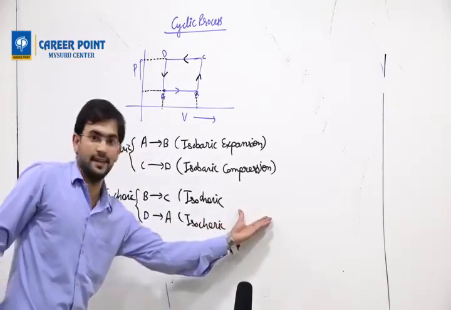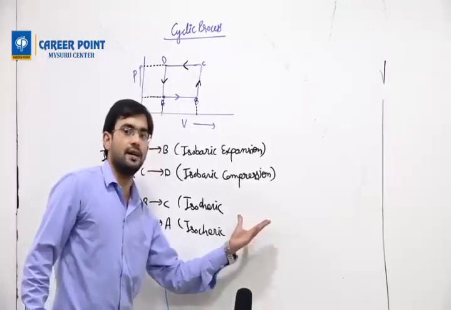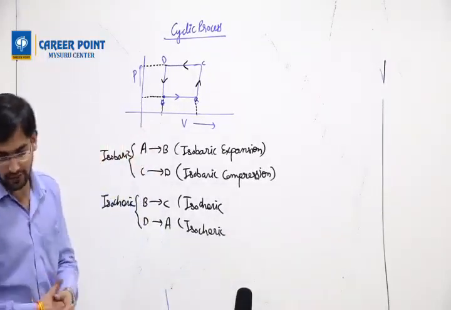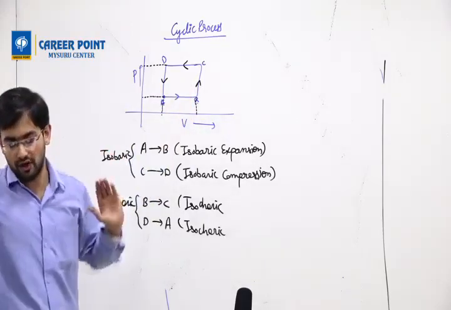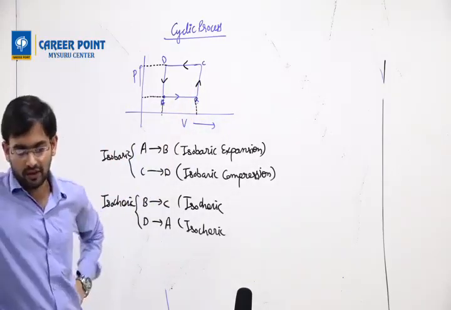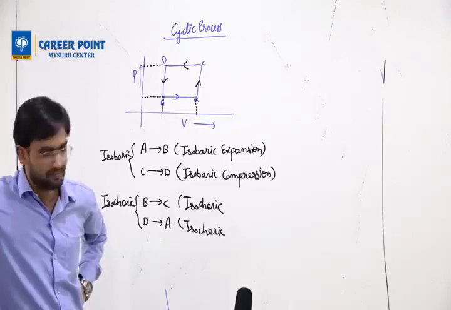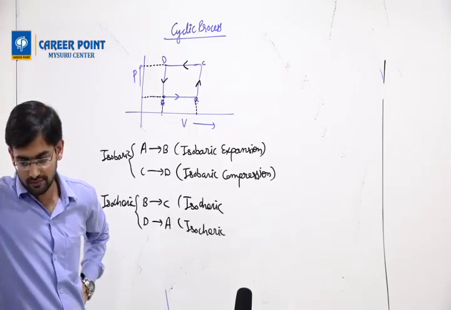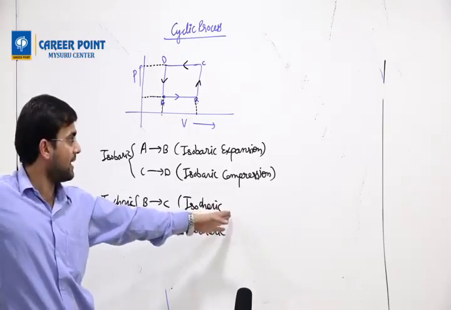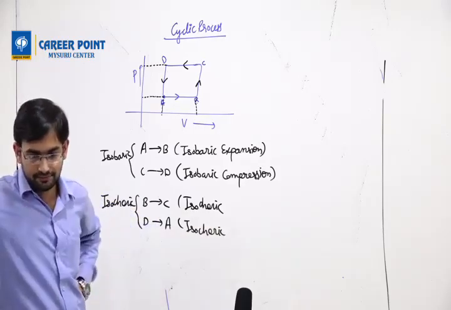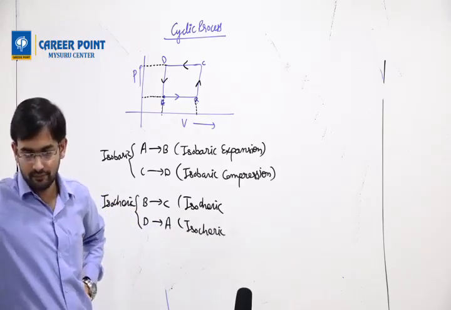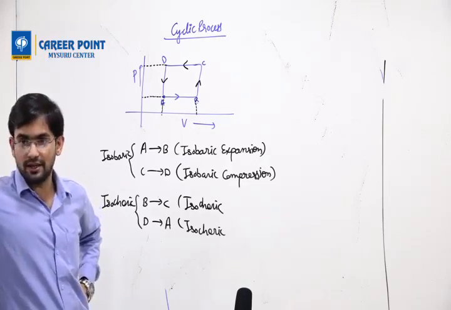What should I write here now? Expansion, compression, how are they different? How are these two isobaric processes different? What is different between them? The way you told me expansion and compression. Can I use expansion and compression again?